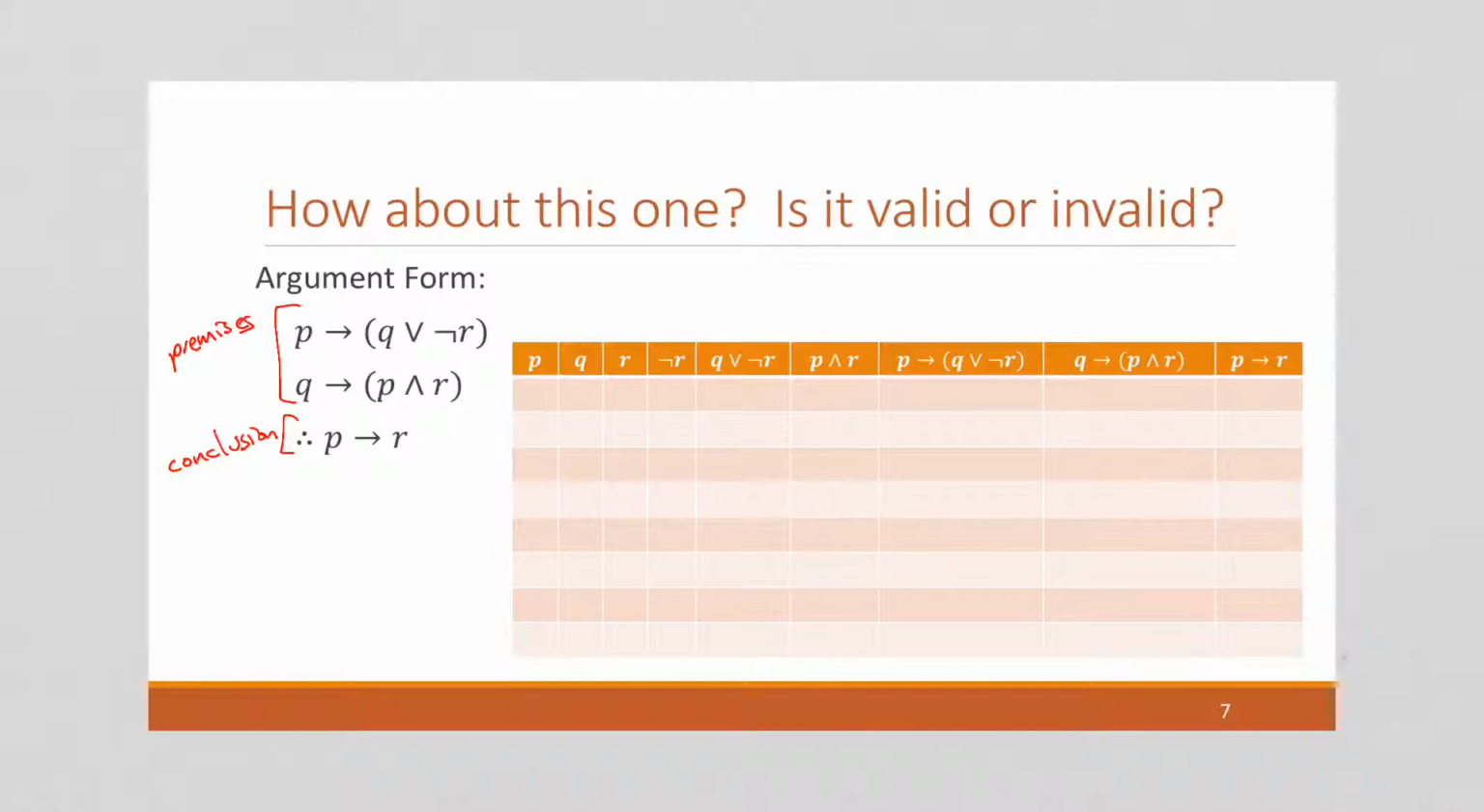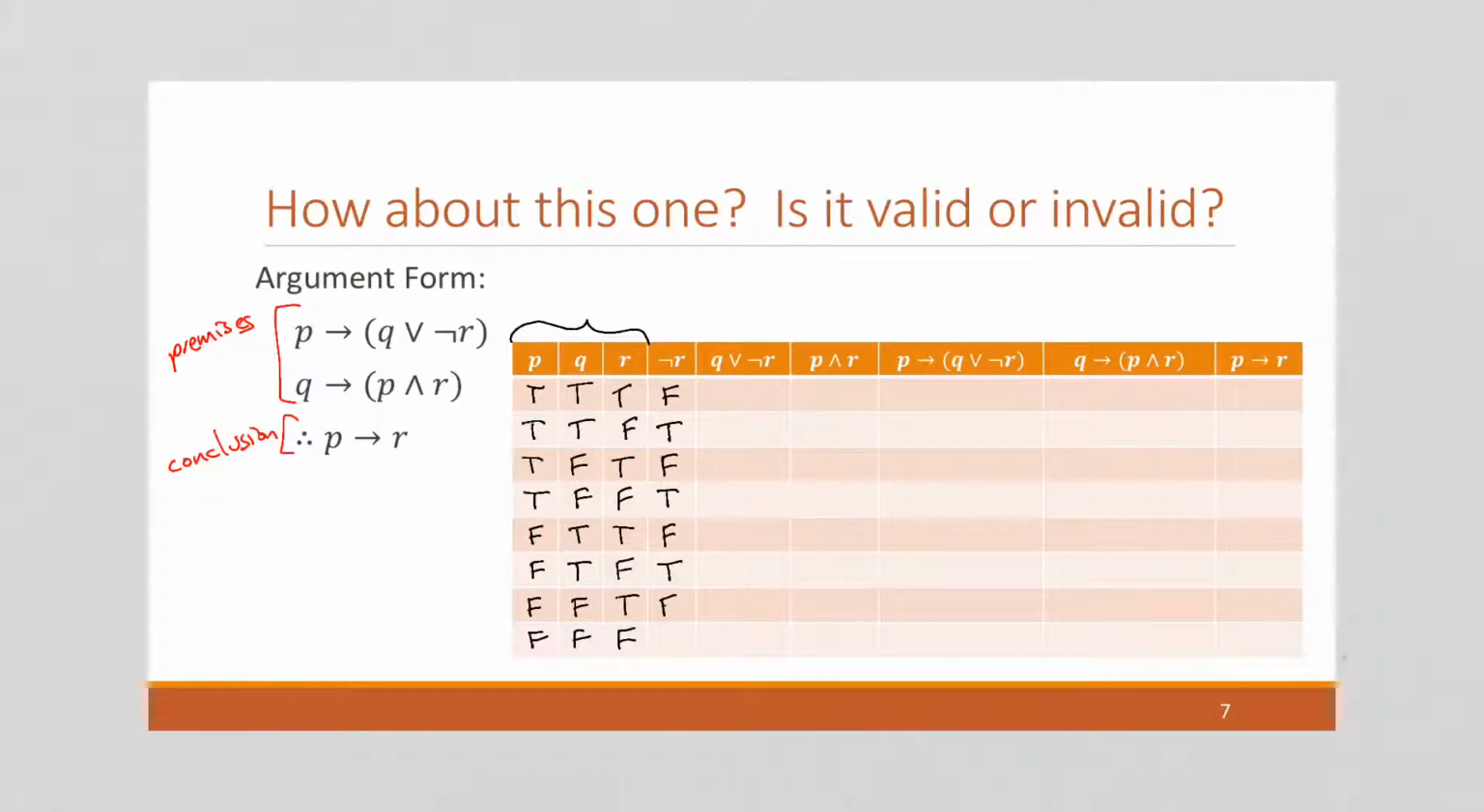And so let's fill out this table. Oh, we've got three variables here. So we need to have eight rows. Okay, and I'm just going to work through it. So this next column is negative R. So I'm just going to take the opposite. Okay, now we have Q or R.